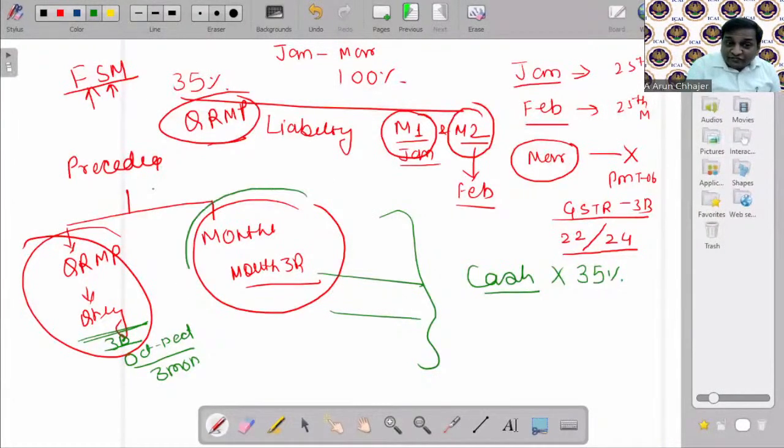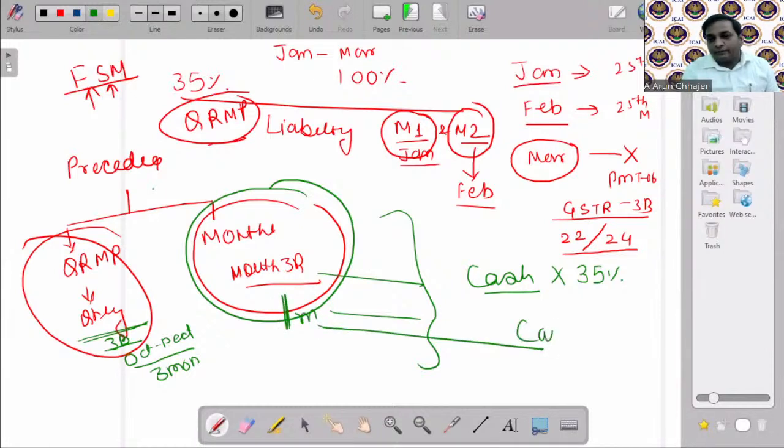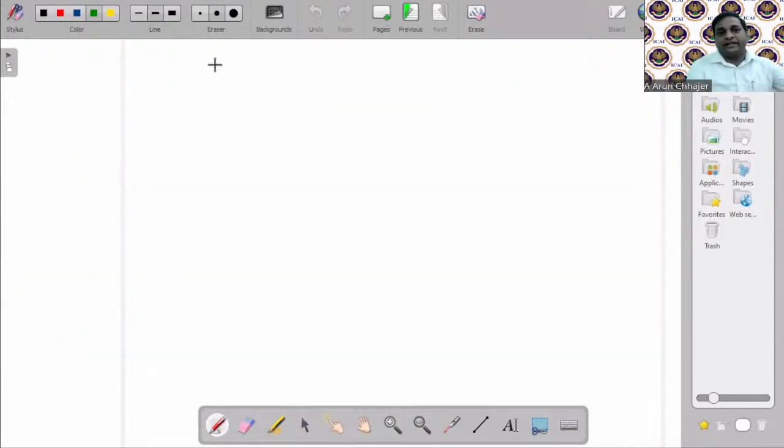If the previous frequency of the GSTR 3B is monthly, it means it represents only 1 month, then whatever portion you paid through cash multiplied by 100%, it means an equivalent amount to be deposited for month 1 and month 2. Let me explain with the help of an example, then I will take your question.